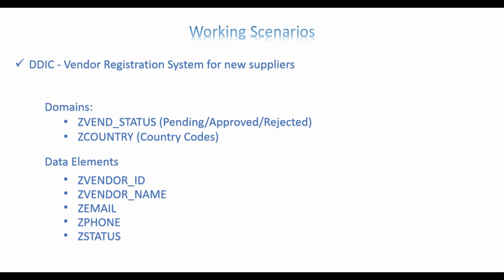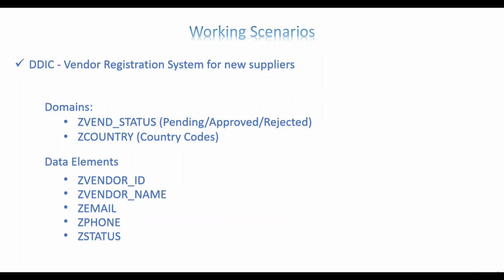For that I need two domains. One is for vendor status, and the values are to be fed from the domain directly: pending, approved and rejected. And I need one more domain that feeds the country code. For the country code, you can connect the T005 table directly or feed it manually, so it's up to you. And then I need different data elements to make it happen at the table level. These are the limited fields I have listed here. If you require, you can add more as well.